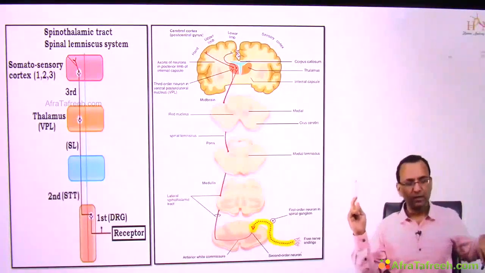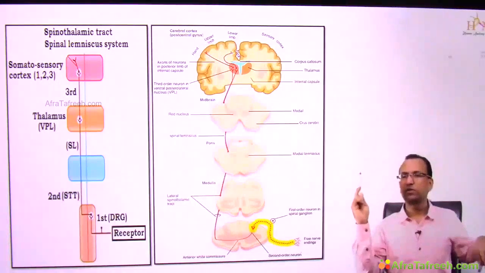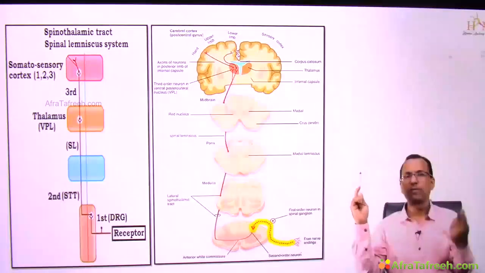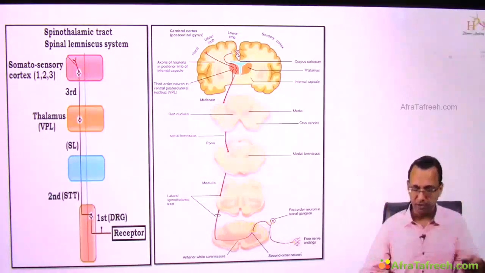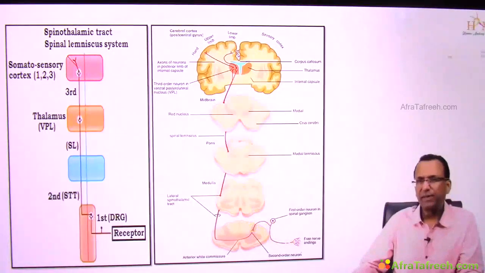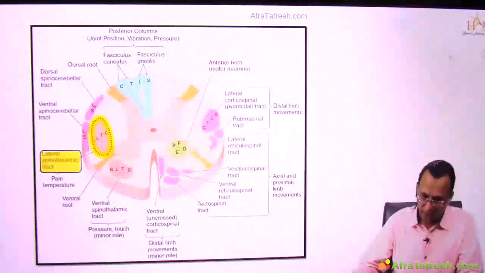Though the injury is T10, the sensory loss will be at one or two segments below the level of lesion. This is important to know. So with that information, we can proceed further. We are going to look at this diagram again.